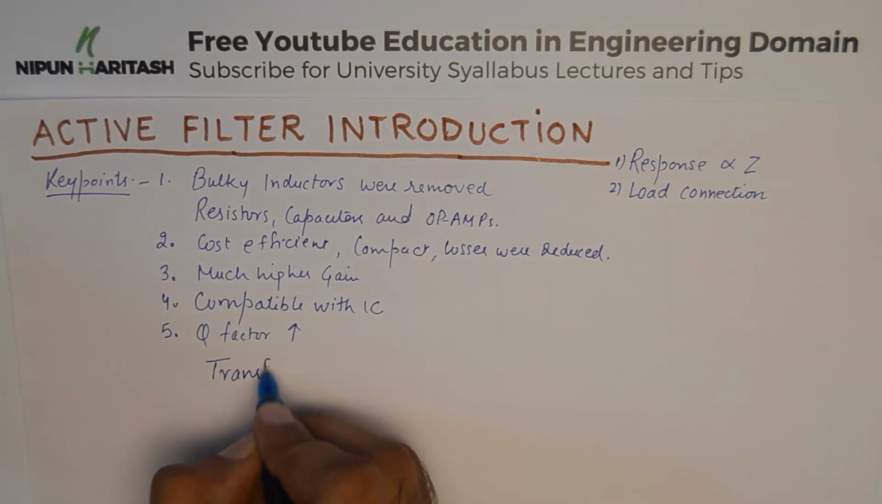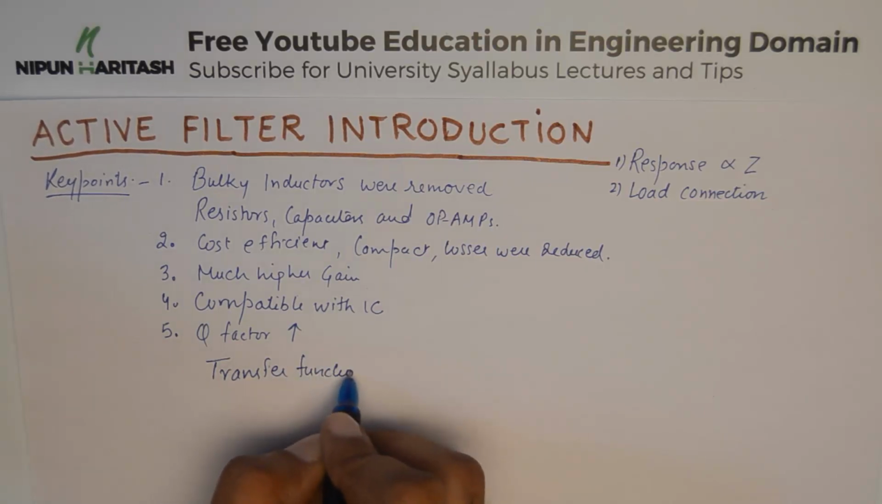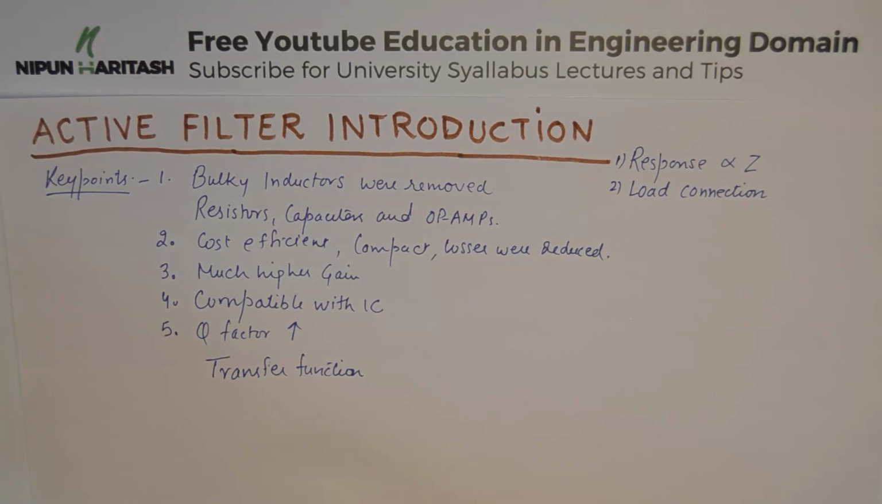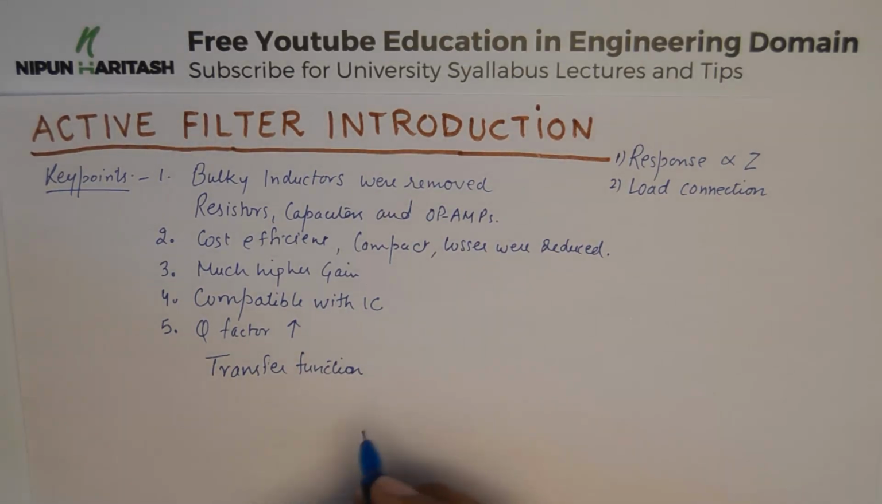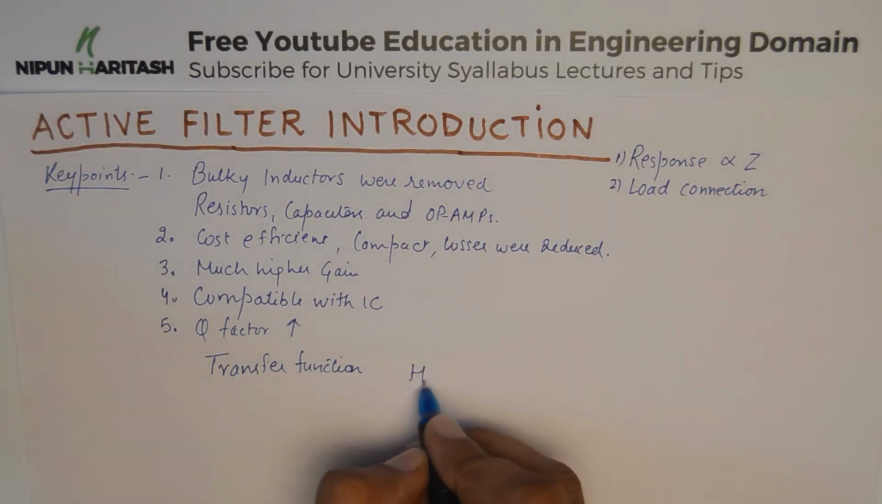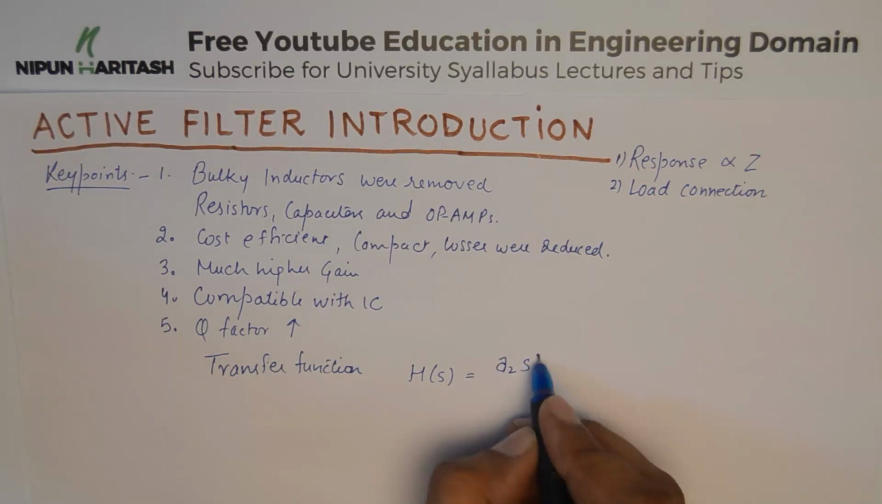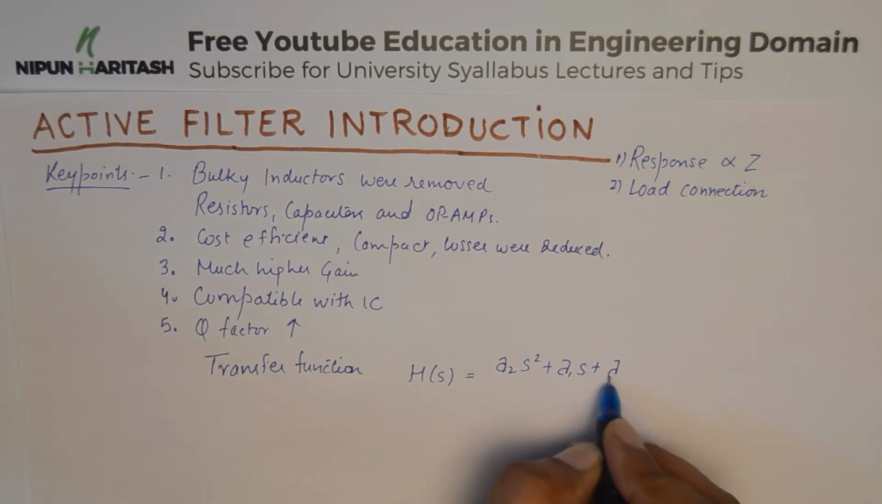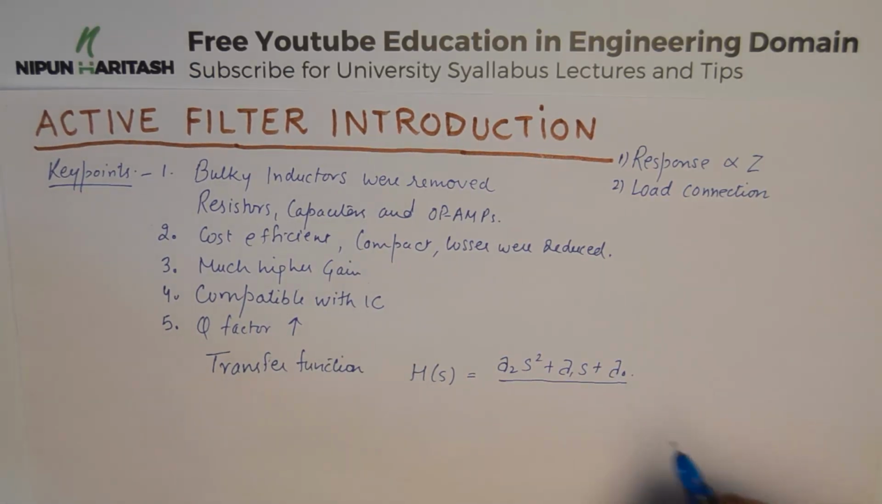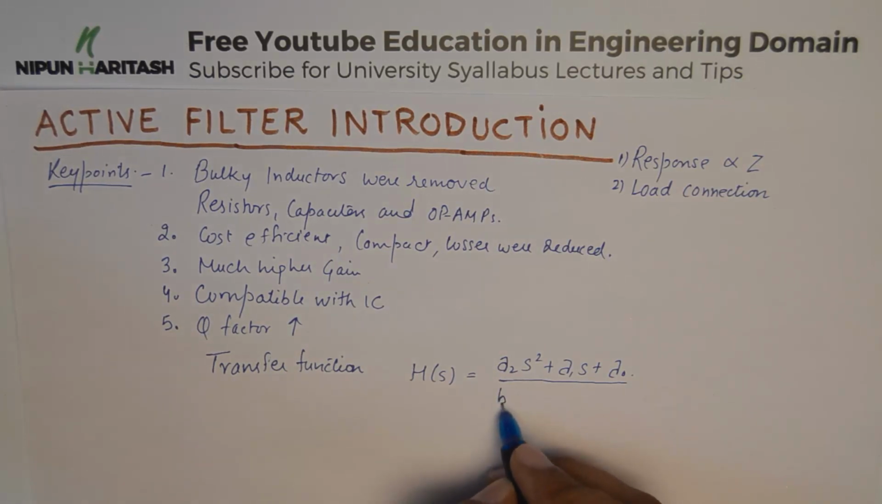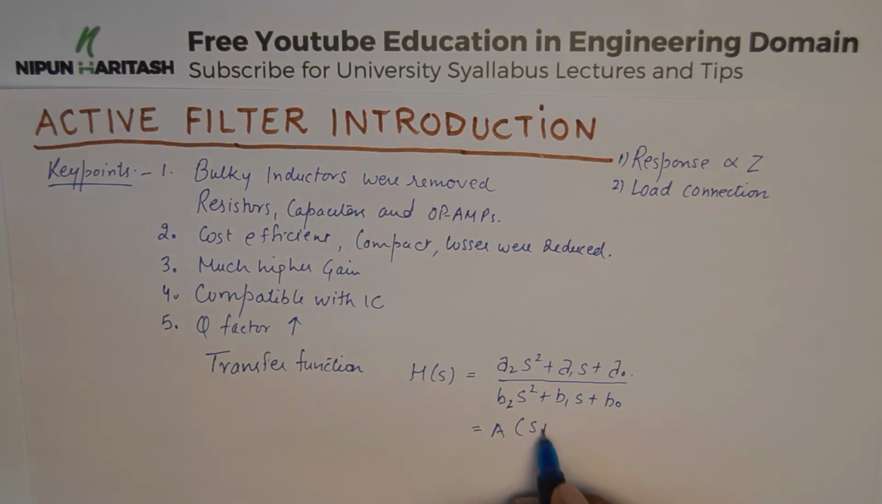So one key point here is the transfer function. So if I talk about the transfer function of a two-port network, which is in this case a filter, then it can be represented using H(s) in frequency domain. So it is a polynomial of s in the numerator upon a polynomial of s in the denominator. Or another representation can be this.